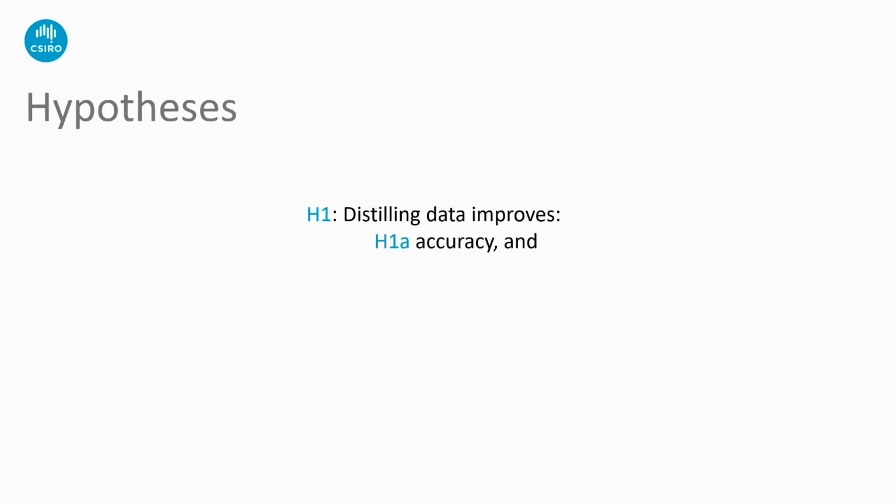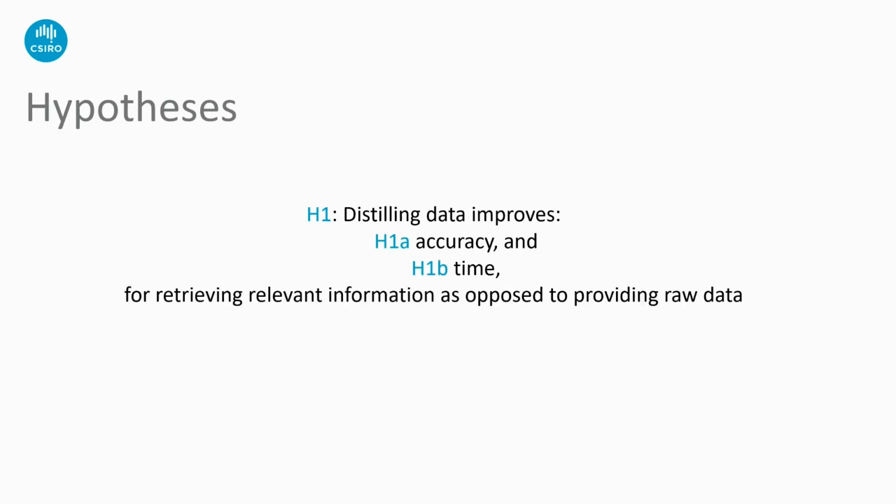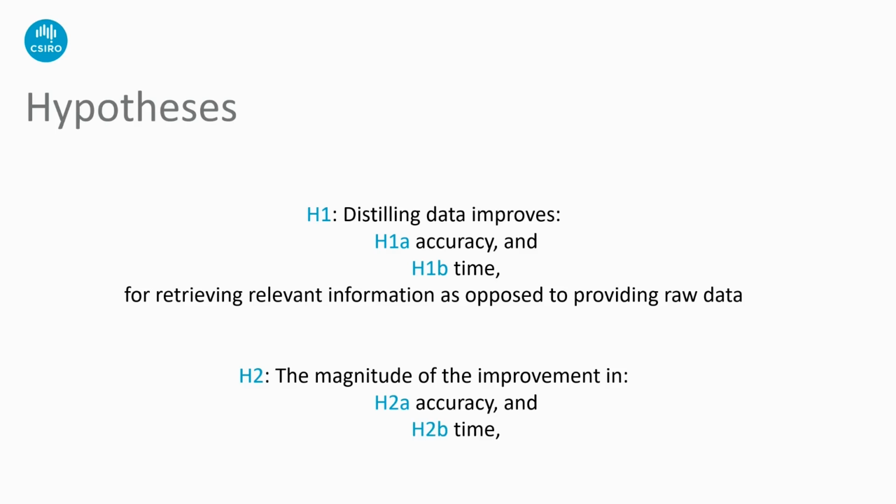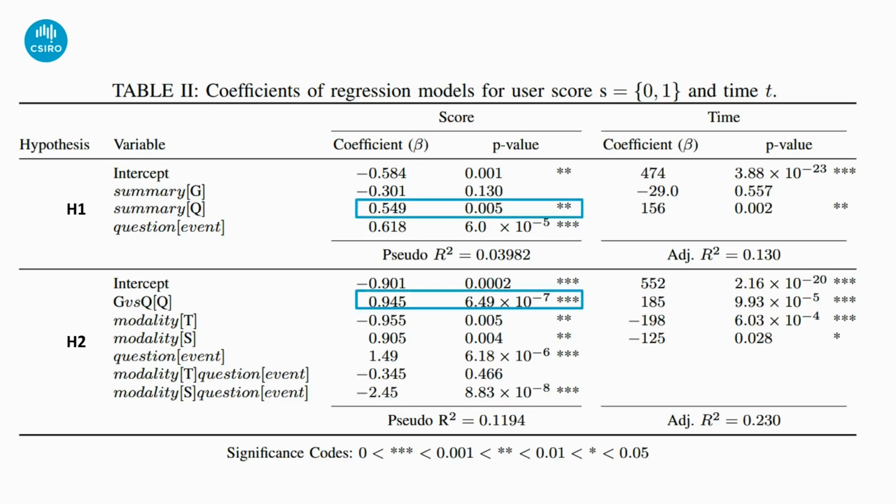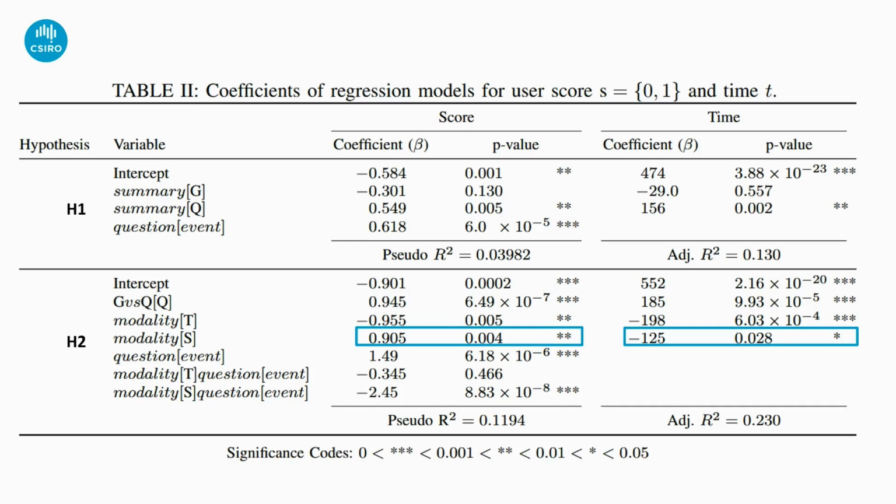H1, distilling data improves accuracy and time for retrieving relevant information as opposed to providing raw data. H2, the magnitude of the improvement in accuracy and time depends on the summary type and modality. Some notable findings are: query-based summaries significantly improve user score compared to raw long videos or generic summaries. However, this comes at the cost of efficiency. With storyboards, accuracy and efficiency are both improved. With video and text, there is a trade-off between accuracy and efficiency. More detailed analysis can be found in the paper.